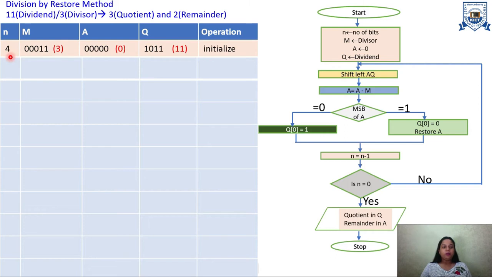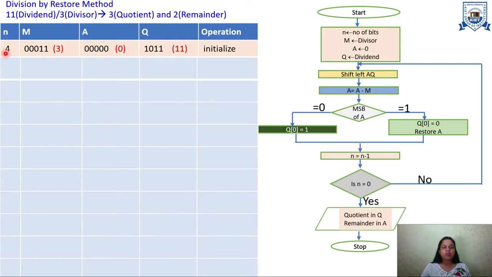This is the number of bits, 4. In M we are placing the divisor. What is the divisor? The divisor is 3. So the binary value of 3 is placed here. Now notice that here we are placing a 5-digit number. Why 5 digits? Whatever the value of n is, we will write n plus 1 bits in the M register. Next, in A we need to place 0.